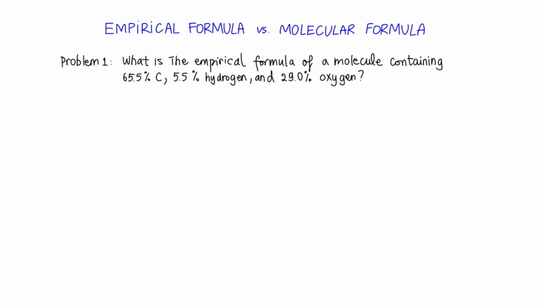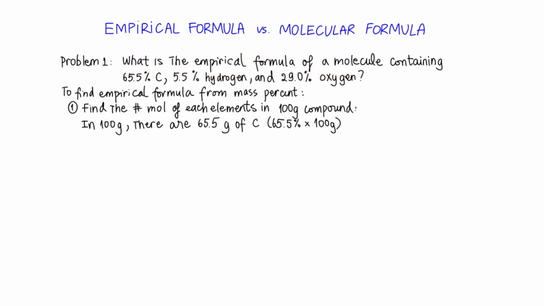Problem 1. What is the empirical formula of a molecule containing 65.6% carbon, 5.5% hydrogen, and 29.0% oxygen? So, in order to find the empirical formula when given the mass percent of each element in the compound, first we need to find the number of moles of each element in 100 grams of that compound.